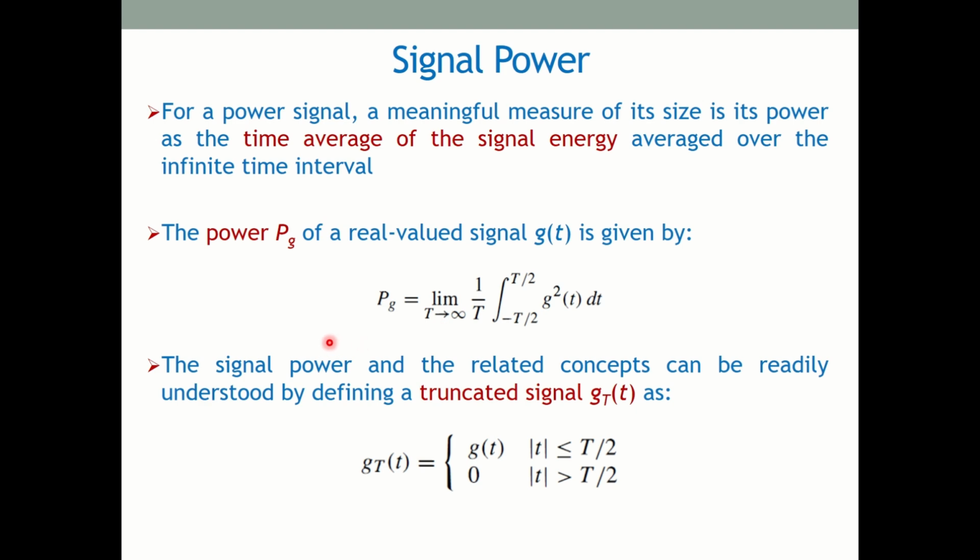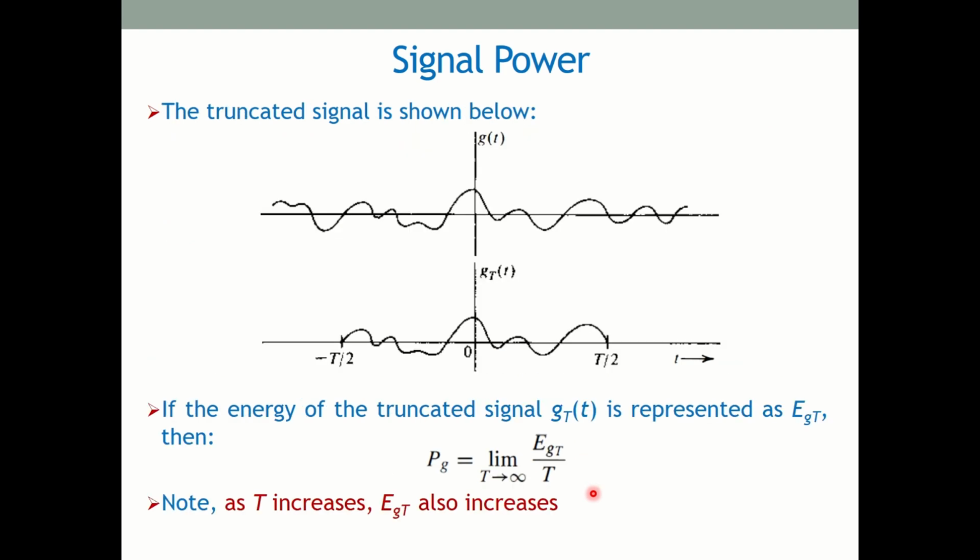So now, to determine the power spectral density, we define a truncated signal g_T(t), and it's related to g(t) through this expression. It's equal to g(t) within the limits minus T/2 to T/2, and outside these limits it's equal to 0. As you can see, for time t greater than T/2, it's equal to 0.